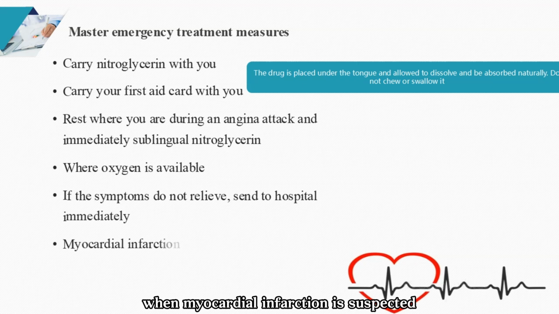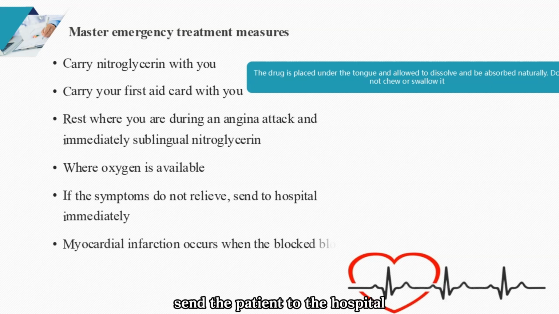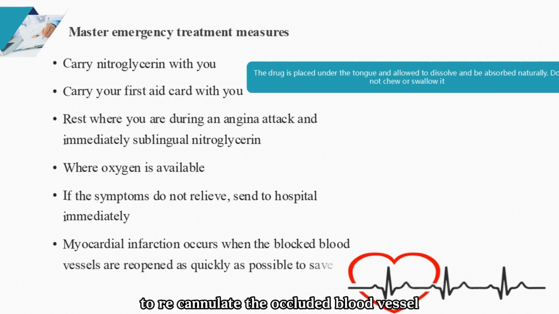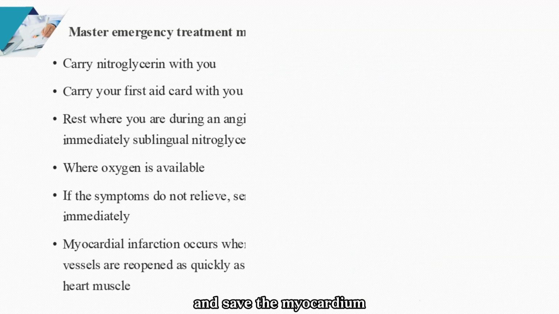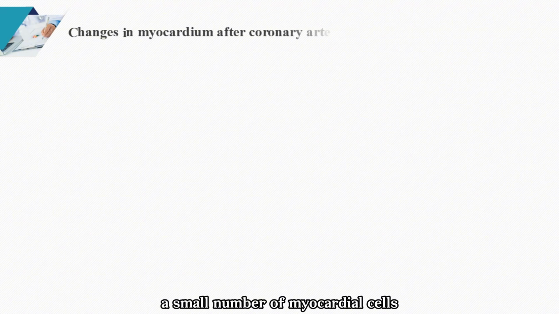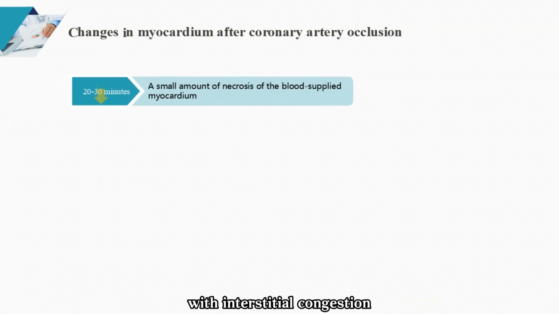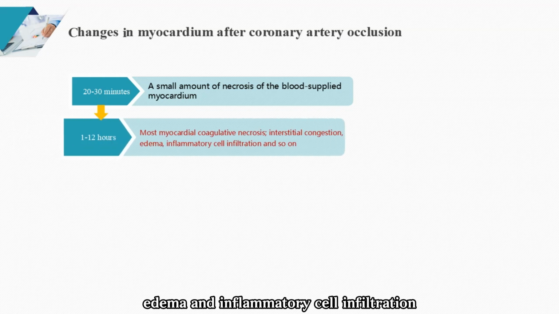When myocardial infarction is suspected, send the patient to the hospital in the shortest possible time to recanalize the occluded blood vessel and save the myocardium. After coronary artery occlusion, the changes in the myocardium have a developmental process. Within 20 to 30 minutes, a small number of myocardial cells supplied by the vessel die. Within 1 to 12 hours, most myocardial cells undergo coagulative necrosis, with interstitial congestion, edema, and inflammatory cell infiltration.